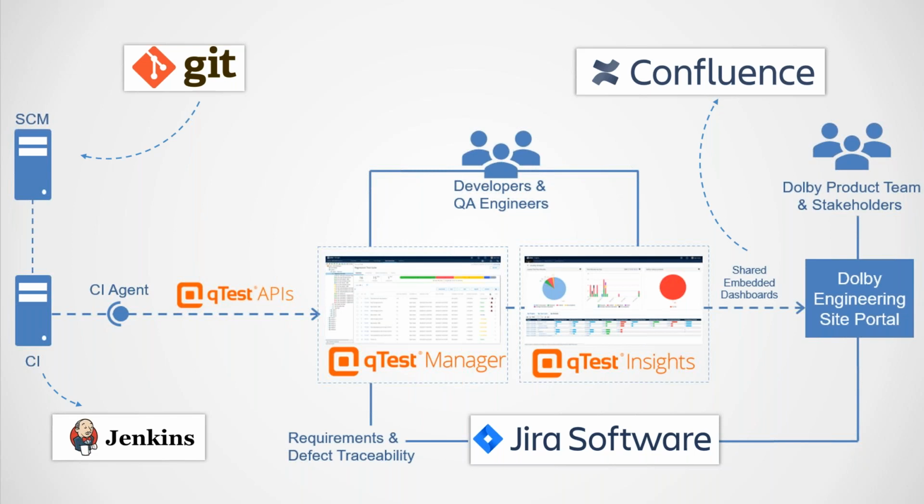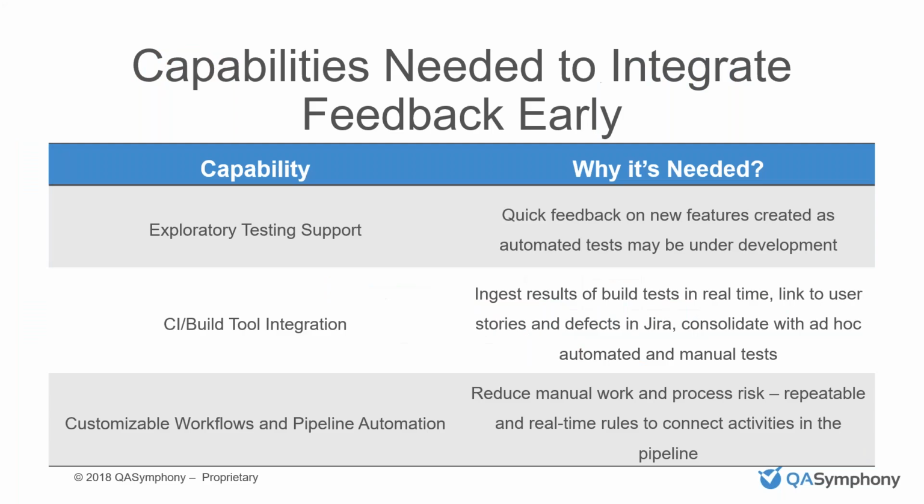And then they can also share that out with different engineering teams and make sure that they're all on the same page for the different types of processes that are going on. So they're able to give that early feedback and not be out of the loop and be connected in with the build process. So capabilities you need to integrate with feedback early, right?